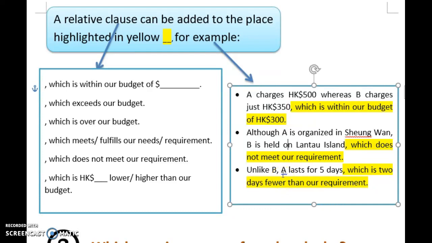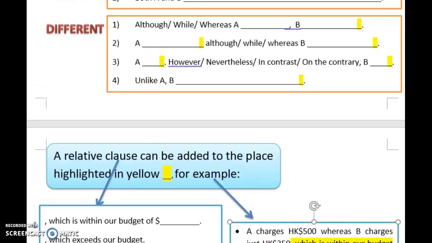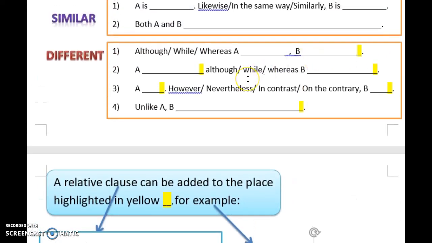Unlike B, A lasts for 5 days, which is 2 days fewer than our requirement. So your requirement is 7 days. But for A, it lasts for 5 days only. So that's why you use a relative clause to give more information about 5 days, or that 5 days is 2 days fewer than our requirement. After putting a relative clause, your sentence would provide more information to the reader.